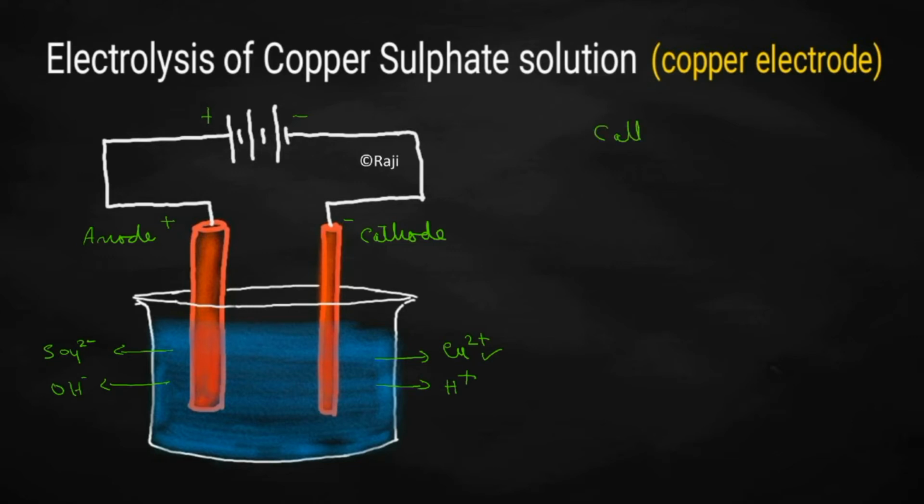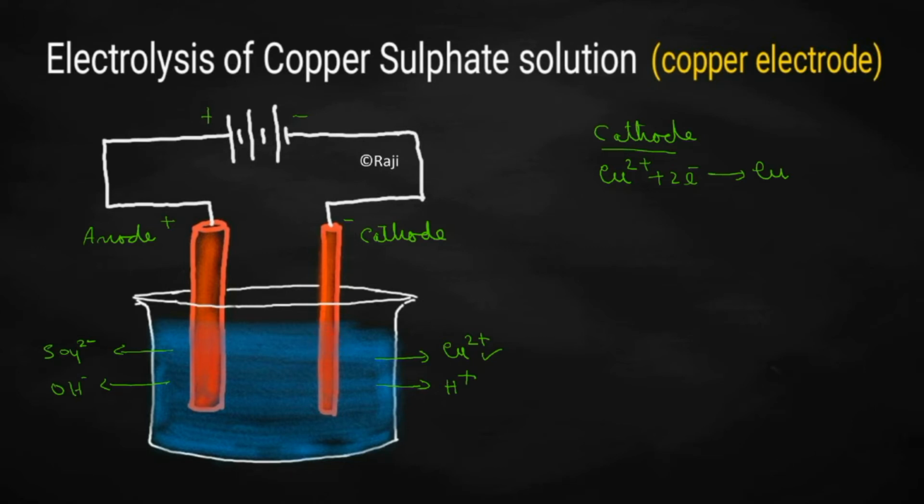So write the cathode reaction. At the cathode what will happen? Cu2+ ion will be moving towards the cathode. It will be accepting 2 electrons and will be getting converted into copper metal. Or you can say that at the cathode copper metal will be getting deposited.